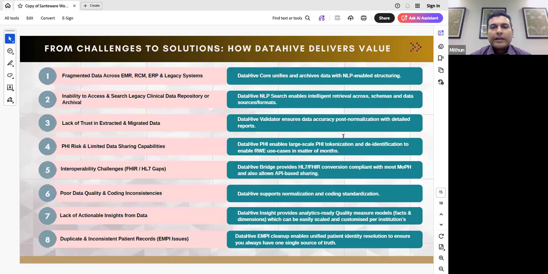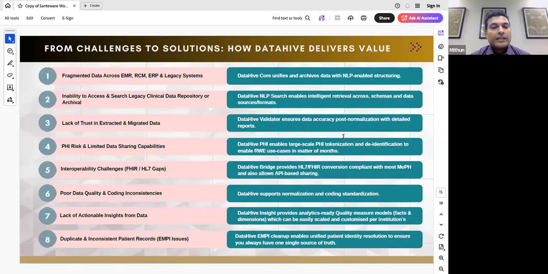Now, again, we are trying to highlight some of the common challenges and how Data Hive delivers outcomes or solves those problems for you. So if you have a problem of fragmented data, that means your data is residing in multiple systems and you don't know how to bring all that together, Data Hive unifies and archives that data, and we also provide NLP search capabilities on your structured data, which basically means you allow us to extract and normalize that data on your behalf and then have that data residency within your ecosystem, and then you can interact with that data.